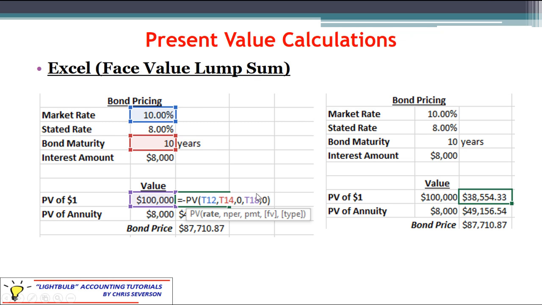And what we end up doing, the $100,000 is the face amount, but then over here you'll see the result that Excel gives you. It's $38,554.33. So just as we expected.